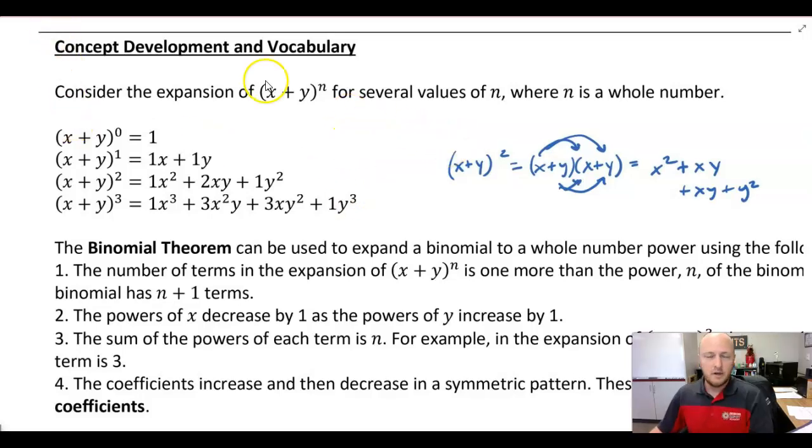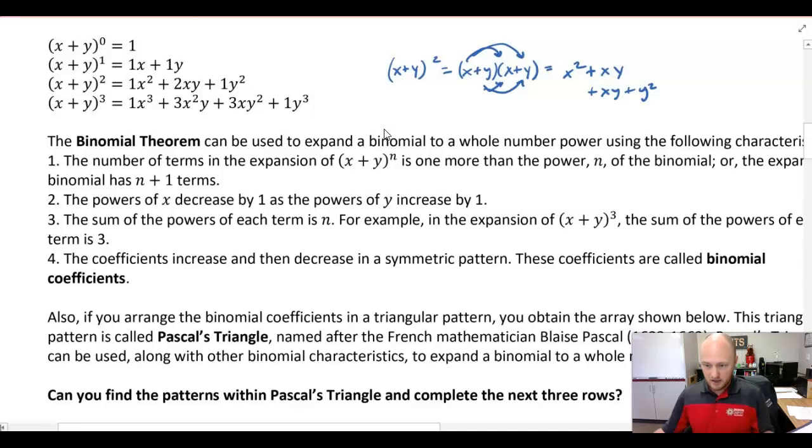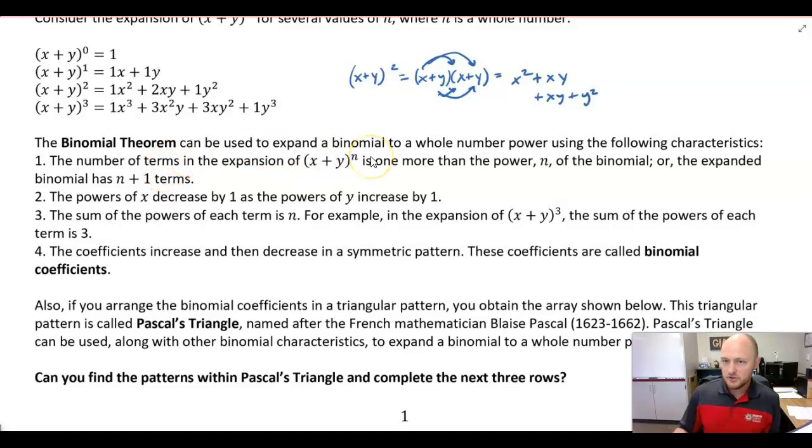Okay, hopefully you took some time to look for some patterns, because pattern recognition is an important skill in mathematical thinking, so that's always important to develop. But we're going to talk about the binomial theorem and the characteristics that are exemplified and outlined above. The binomial theorem can be used to expand a binomial to a whole number power using the following characteristics.